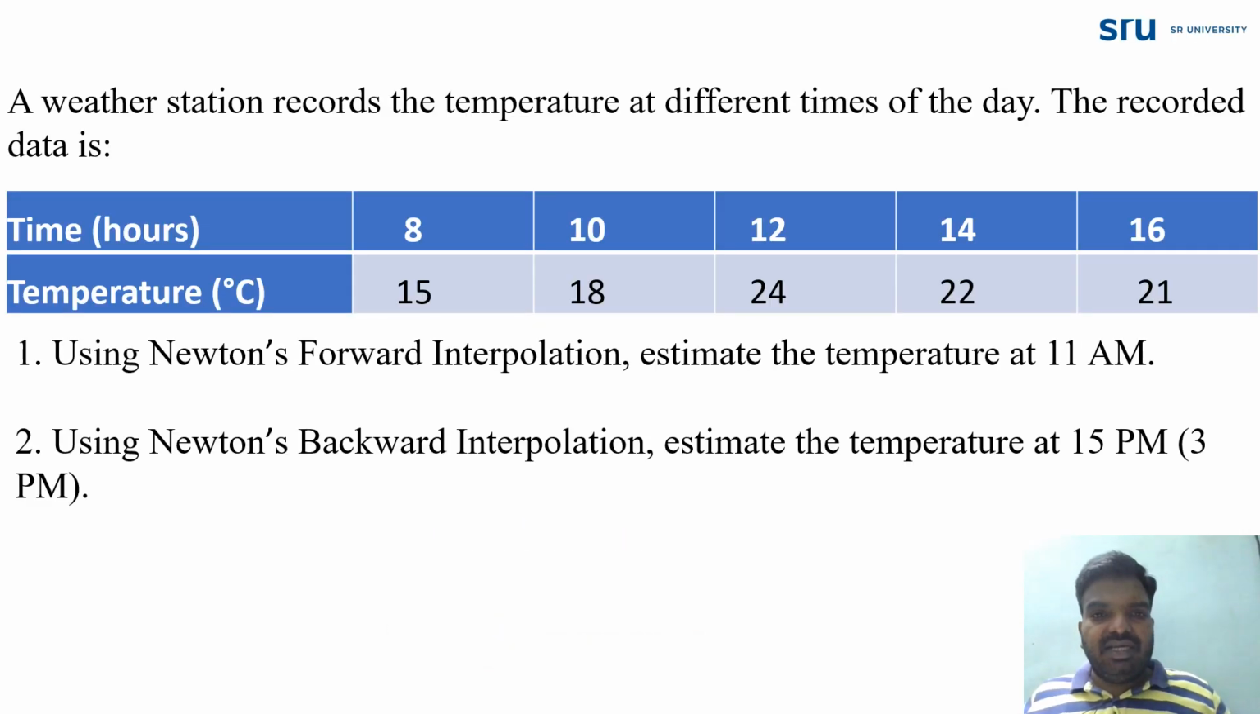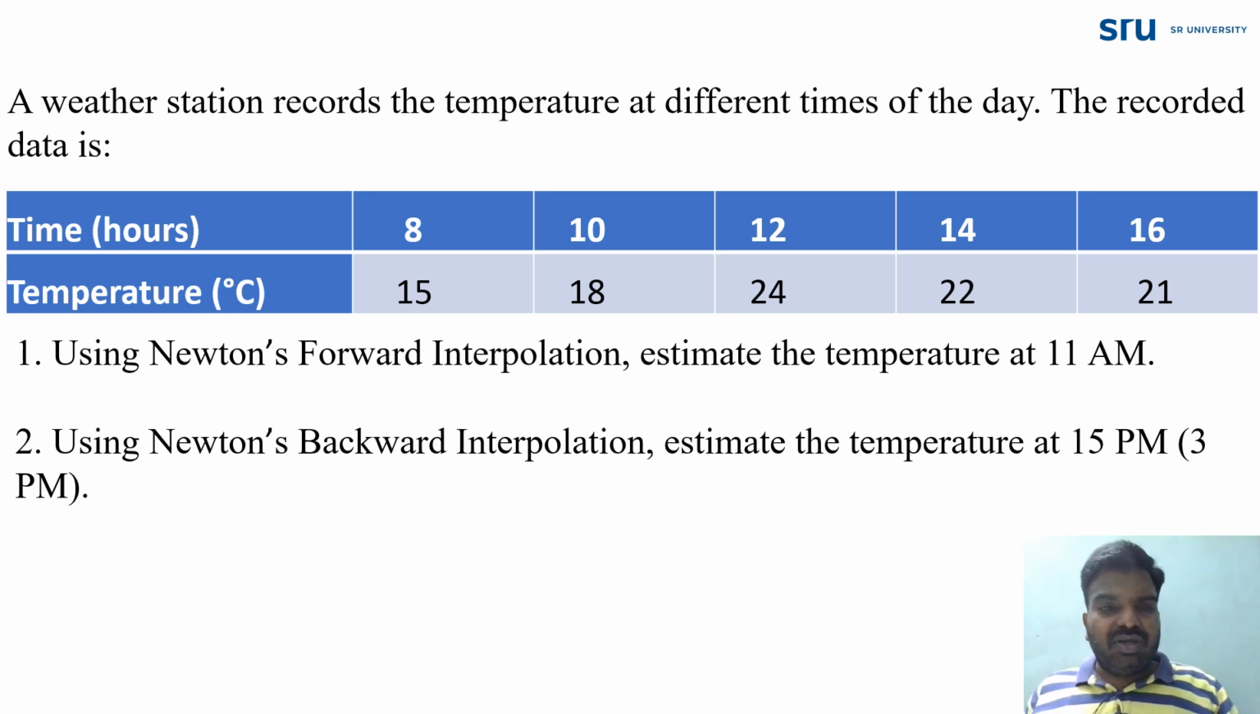I have some data here. In this data, the temperature is recorded at different times and the values are presented in a table. Now I have to estimate the temperature at 11 a.m. and at 3 p.m. See, the temperature at 11 a.m. and at 3 p.m. are not available in the table. I can estimate these values by using Newton forward and backward interpolations.